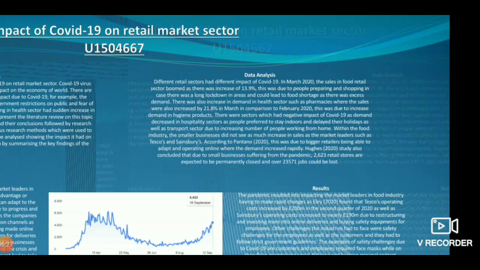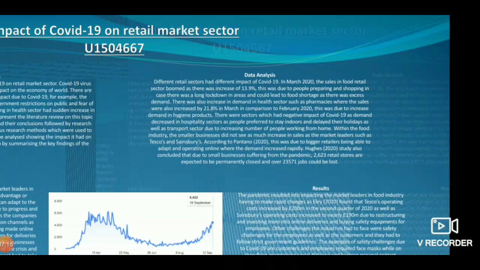Data analysis: the different retail sectors had different impacts from COVID-19. In March 2020, sales in the food retail sector boomed, with an increase of 13.9%. This was due to people preparing and shopping in case there was a long-term lockdown, and therefore this led to very high demand in March and April for specific food retailers, as they did not expect such demand, and the supply was short due to less importing going on, as some businesses were closed or restricted due to government guidelines.